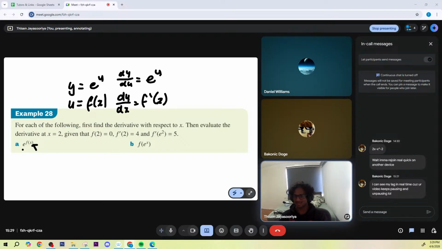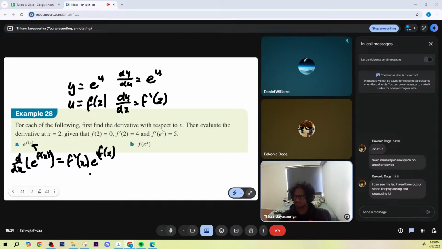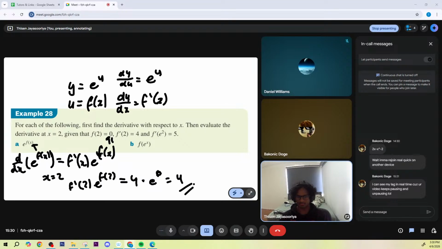So that means here, the derivative of this one, d on dx of e to the f of x, is just equal to f dash of x e to the f of x. Yeah? If we then substitute in x equals 2, we get f dash of 2 e to the f of 2. What's f of 2? Well, we're told it's 0. And what's f dash of 2? That's just 4. So we get 4 times e to the 0, which is 4. Does that make sense for the two of you? What about you, Joe?